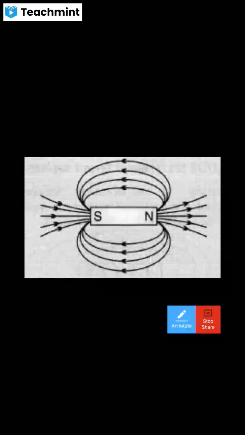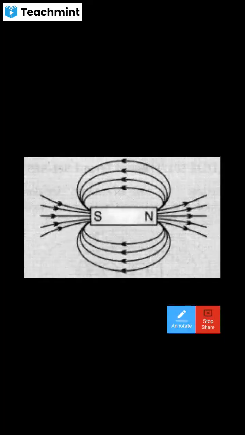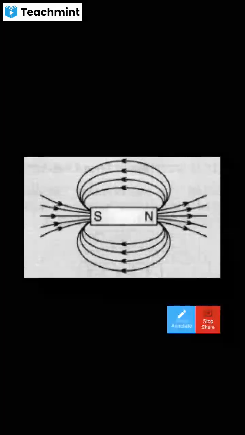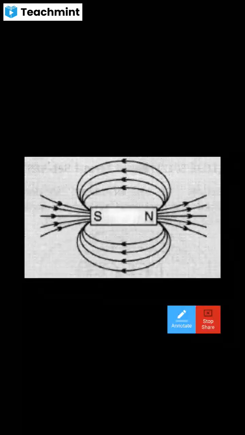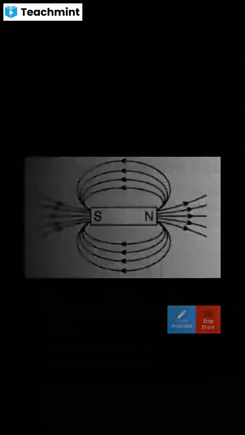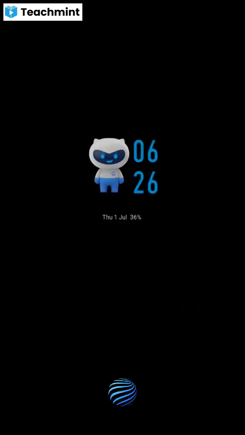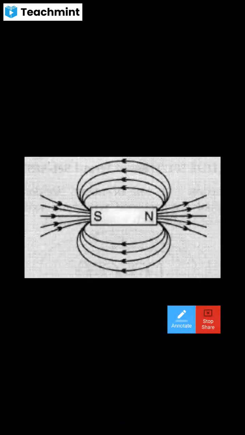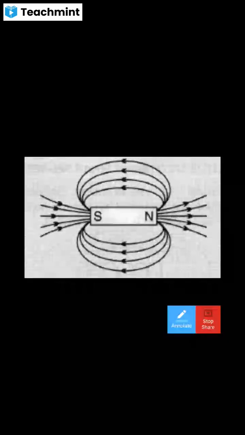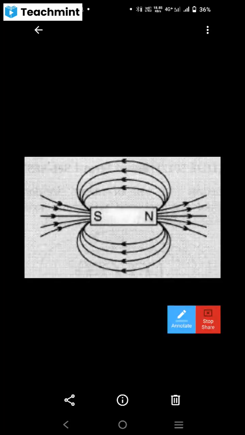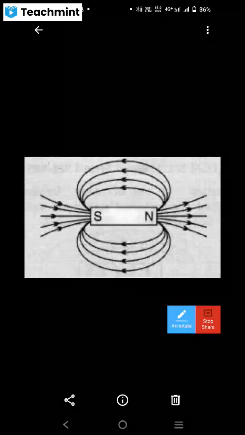At the point of intersection, the compass has to point towards north as well as south, which is impossible. So these are the field lines. I hope you understood what a magnetic field is. These four properties of magnetic field lines are important. They may be asked many times.